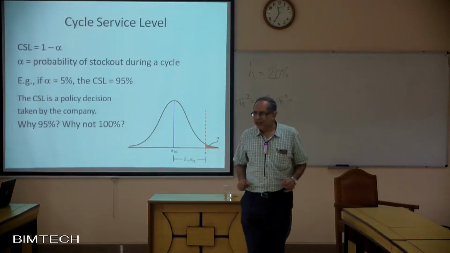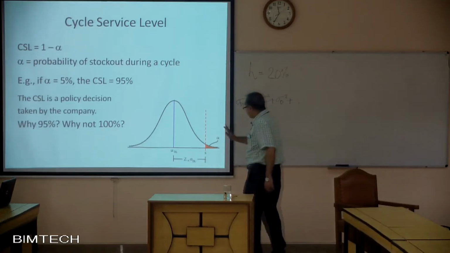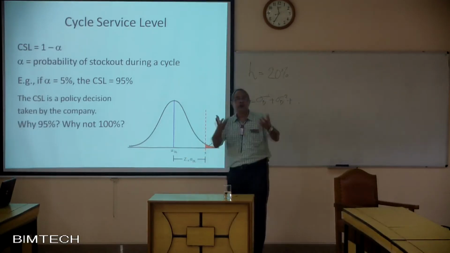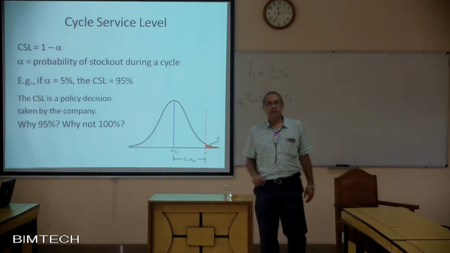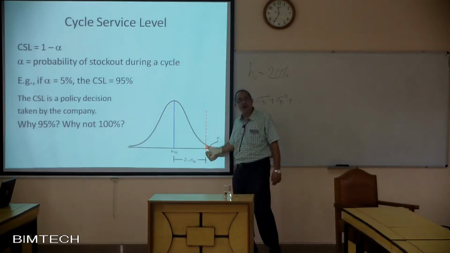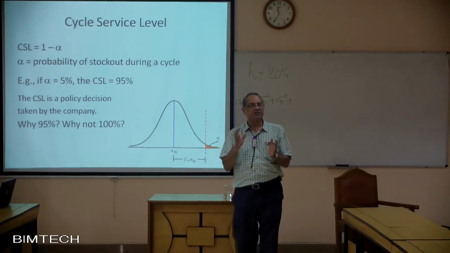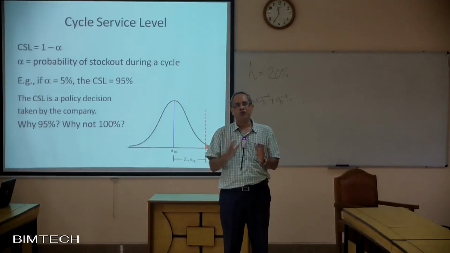Okay. Now, what is the other side of the picture? Suppose I reduce CSL, I want to reduce my inventory carrying cost. But if I reduce CSL, what am I doing? I'm increasing the probability of a stock out. And therefore, the CSL is a fine balance between two costs.